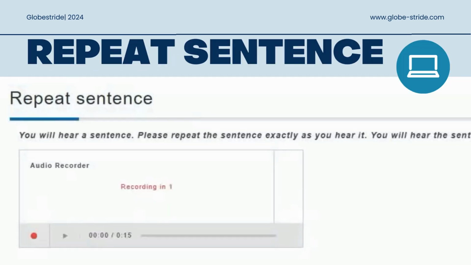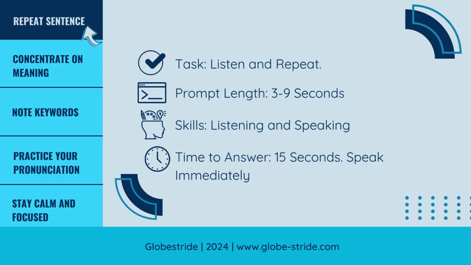Today we're diving into one of the key tasks in the PTE Academic test, which is the repeat sentence task. This part of the test is super important because it checks how well you can listen to and then repeat English sentences. It's kind of like a real world skill where you need to understand what someone says and then tell someone else exactly the same thing. So let's take a look at the task in detail.